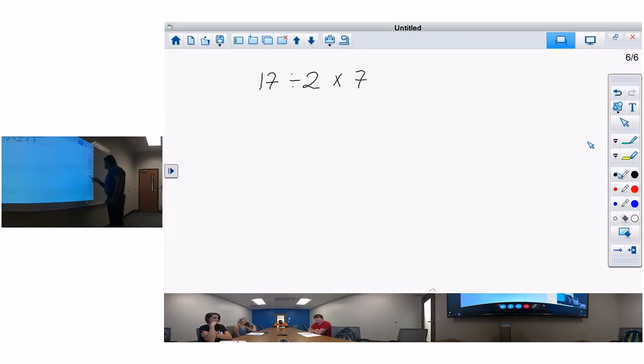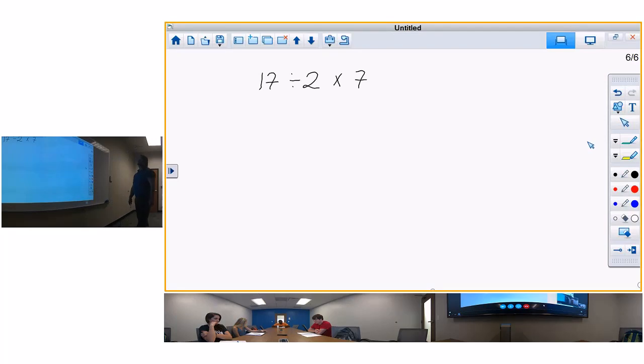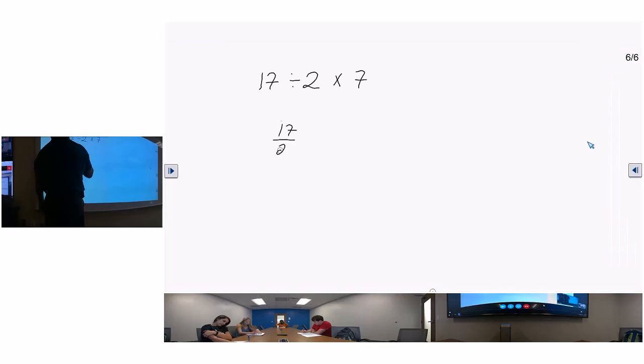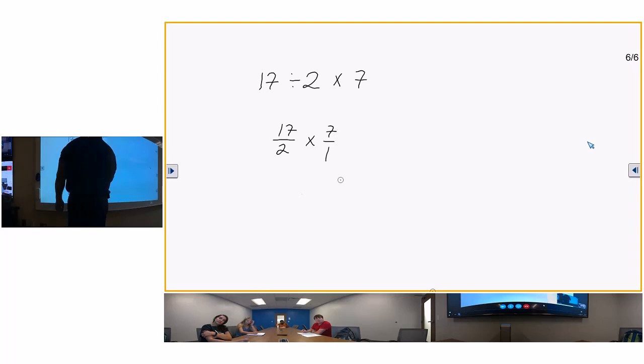All right, let's do this. What are we going to do? Is it brother and sister or is it cousins? Brother and sister. So we're going to go left to right. 17 divided by 2, multiplied by 7 over 1. That gives us what?